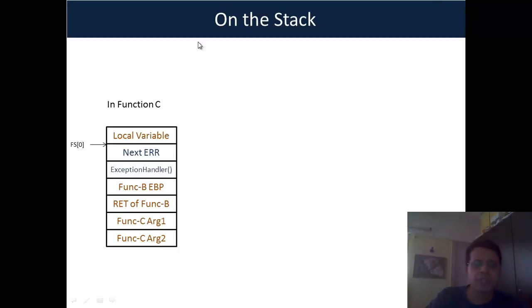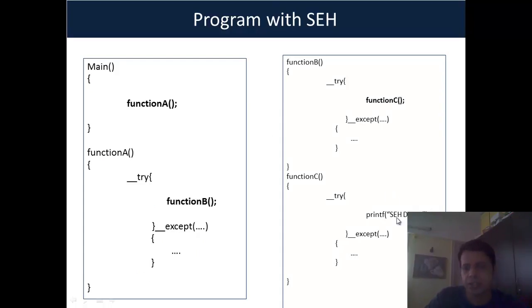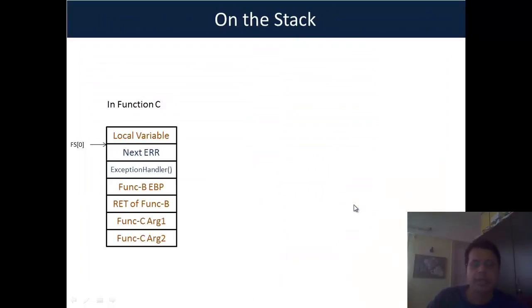Now, if you remember in the previous video, we had drawn a very large stack which contained all the stack frames for function A, B, and then C. In this case, we just kind of shortened it, and we are only looking at the final function C, within which we are in the try block. And this is how it would look like.